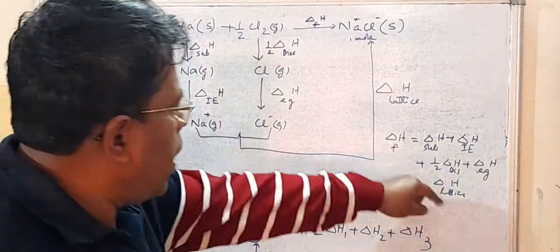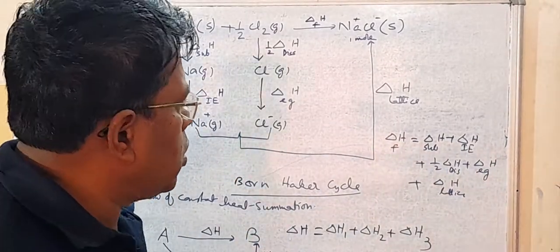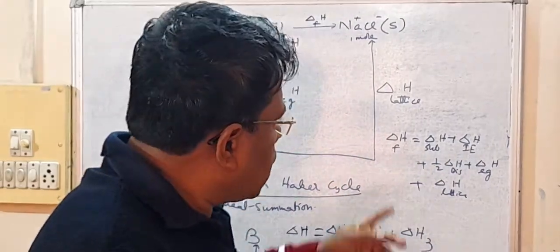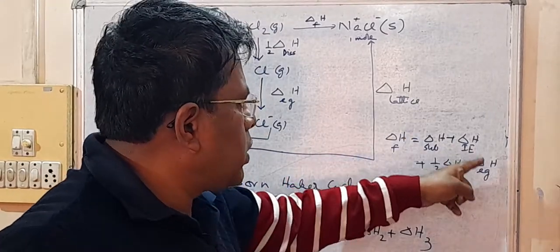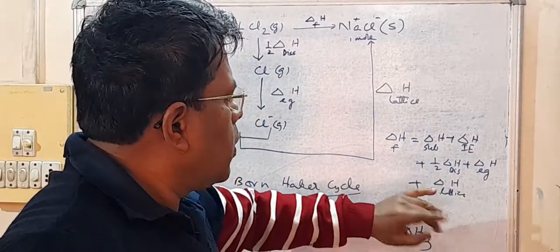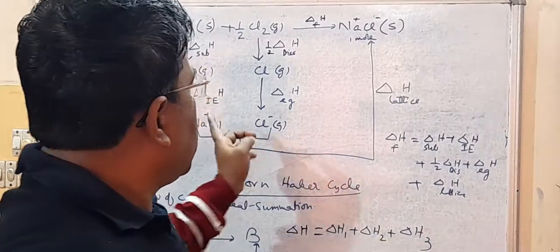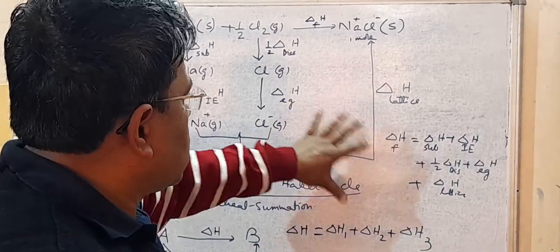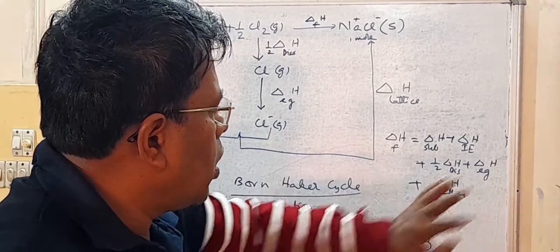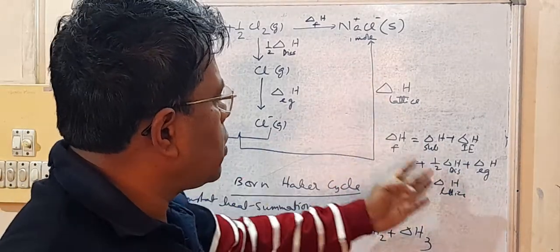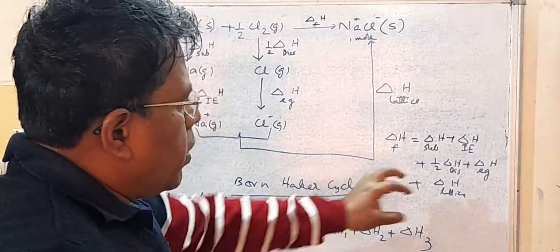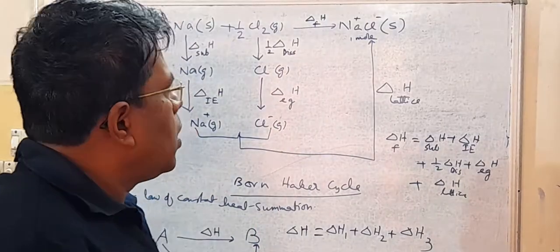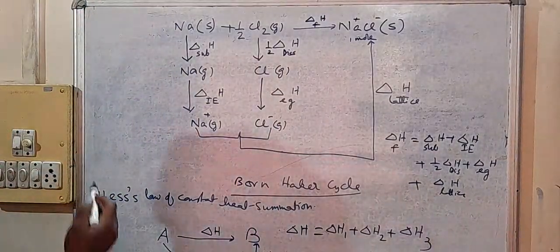So this we can write from Hess's law of constant heat summation, and the importance of this Born-Haber cycle is that if all these values are known to us, except one, then we can find out that particular enthalpy. Suppose we can find out the electron gain enthalpy, or the lattice enthalpy, provided other values are known to us. So this is the importance of the Born-Haber cycle.